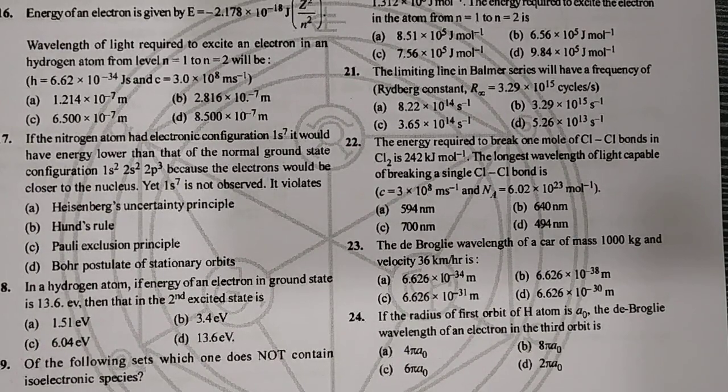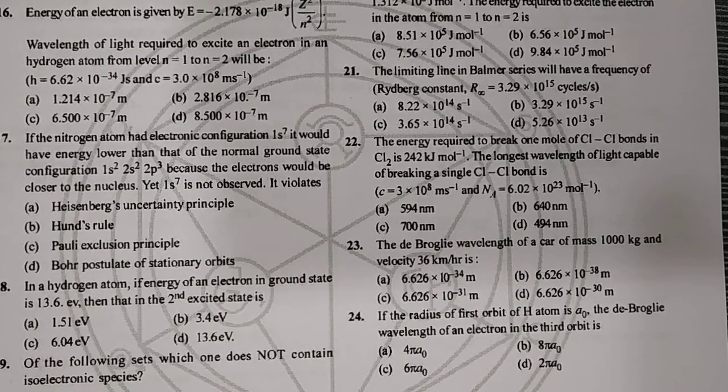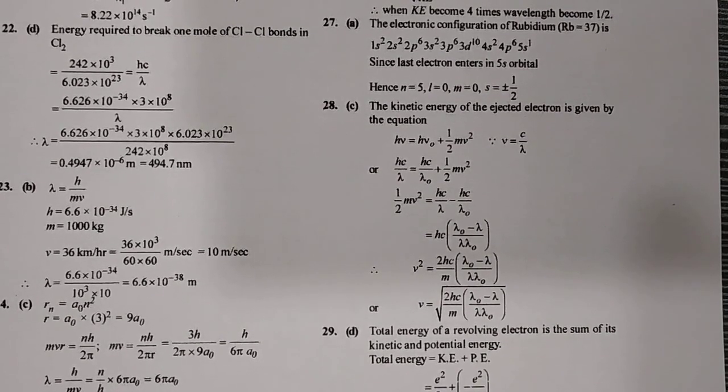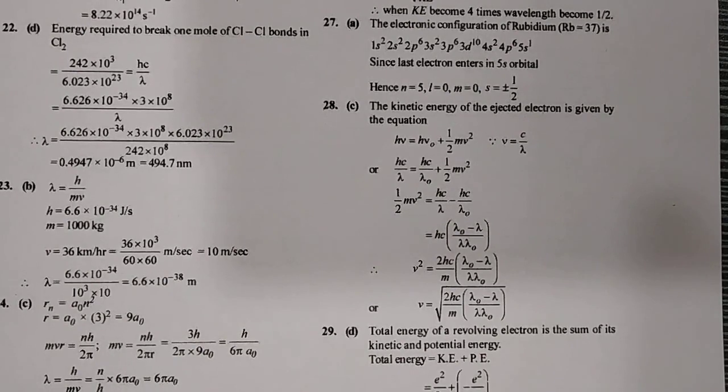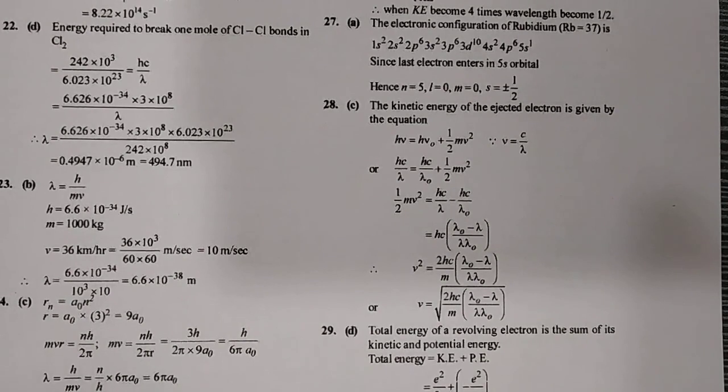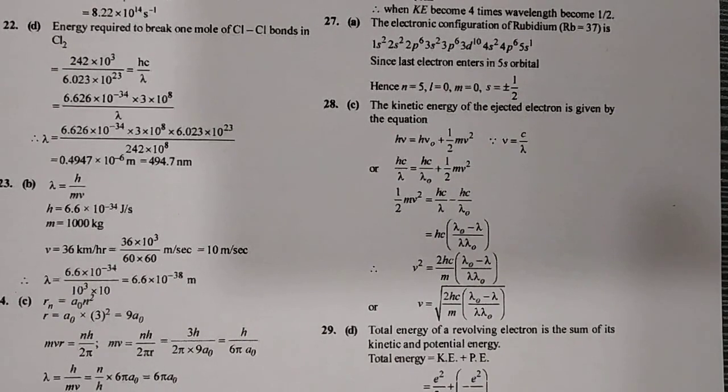If the radius of the first orbit of hydrogen atom is a0, the de Broglie wavelength of an electron in third orbit is, 24. Formula is r_n is equal to a0 into n square. r is equal to a0. Third orbit means 3 square, that is 9a0. Now, as we are aware, m v r is equal to nh upon 2 pi, mv is equal to nh upon 2 pi r. So finally, lambda is equal to 6 pi a0. That is C Calcutta is your right answer.